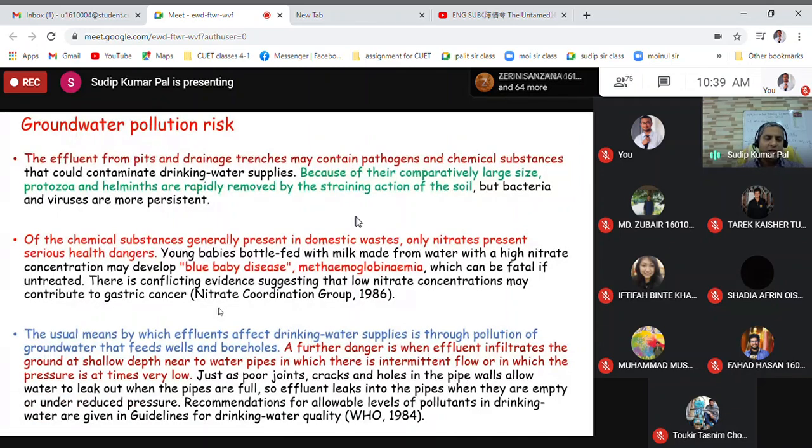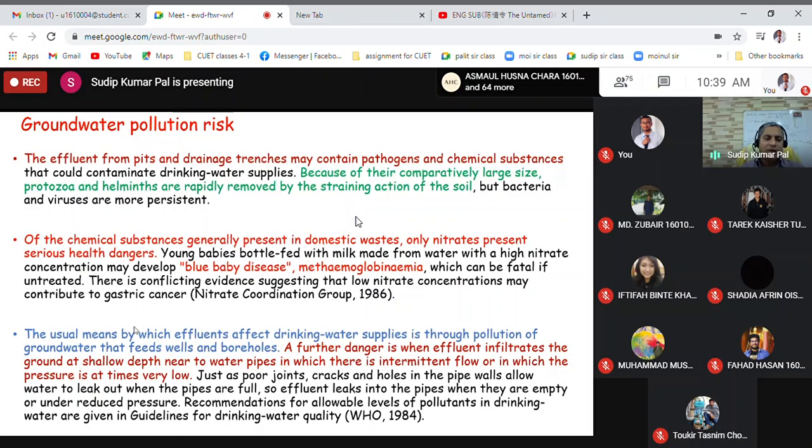And there is another concern. Evidence suggests that even low concentration may contribute to gastric cancer. So there is some range. I mean, if you treat it, you can have some range recommended by the authority, like DOE or maybe USEPA or WHO, for example.